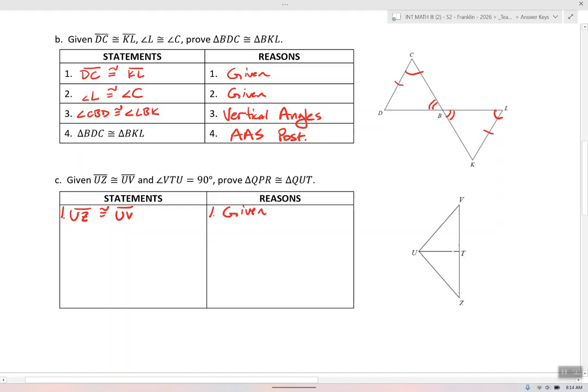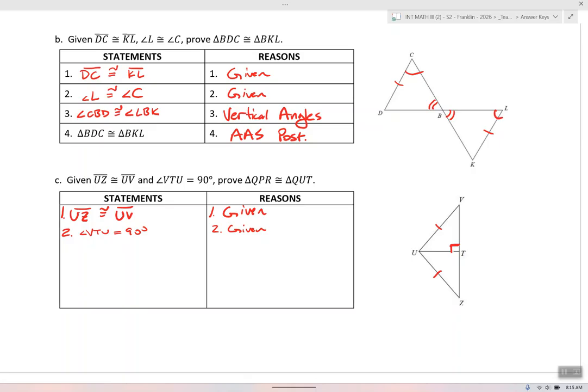Notice I didn't put any lines on this table because knowing how many steps there are is kind of a hint. So we'll have to figure this out on our own. 2, we know that angle VTU is 90 degrees because that was given to us. So this angle here is 90 degrees. Oh, and UZ and UV are congruent. Now, the 90-degree angle is kind of a hint that we should maybe look at the hypotenuse leg postulate.